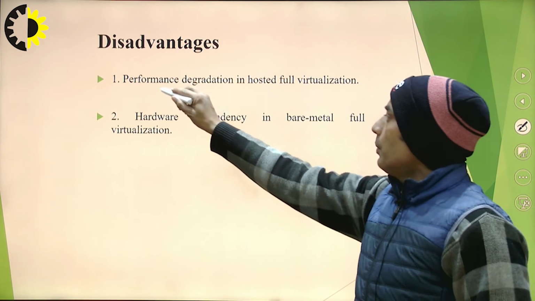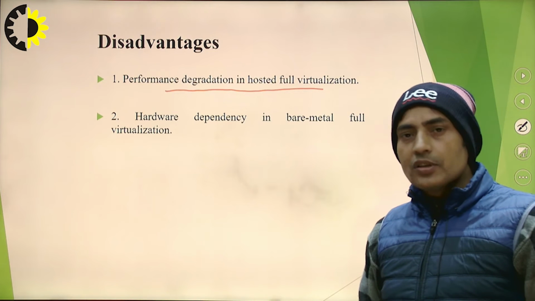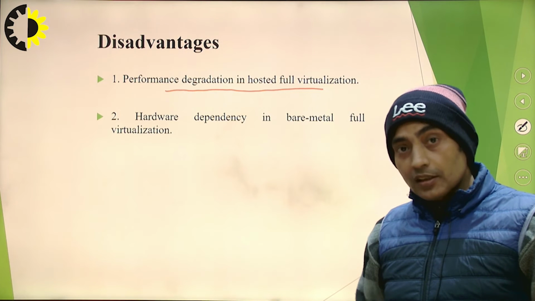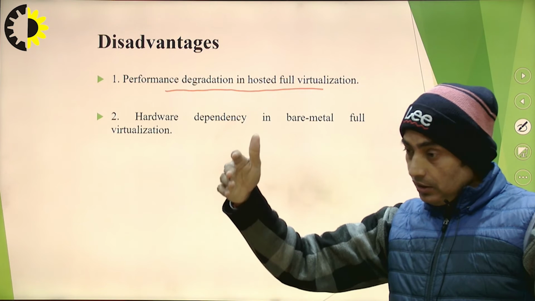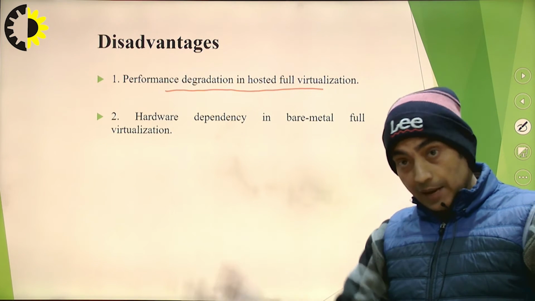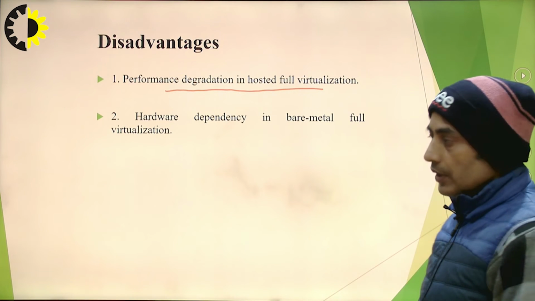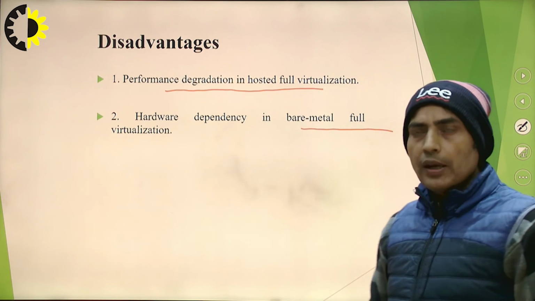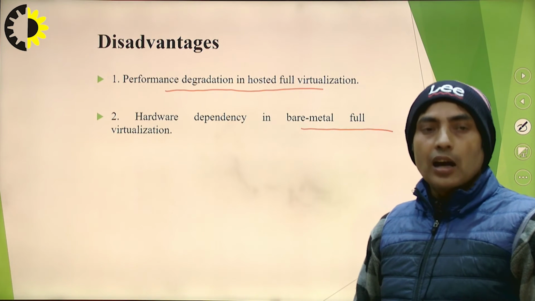Disadvantages. The performance degradation in hosted full virtualization. The performance degrades because certainly if all instructions are directly executed on the hardware, that will be more efficient. But here some critical instructions, control sensitive, behavior sensitive, privileged instructions are trapped, then binary translation is created, then that is executed on the hardware. There is also hardware dependency in bare metal full virtualization. If we use the bare metal architecture, then there is a hardware dependency.